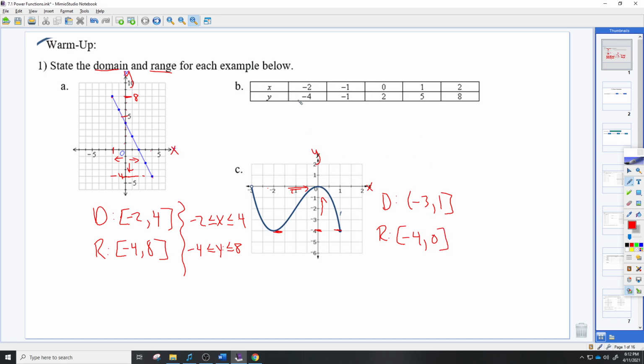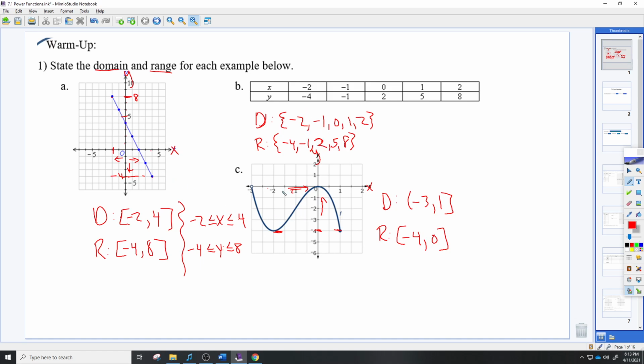Now, it's a little different whenever you go to a chart. The domain and range here is, in my opinion, a lot easier to do. If we're going to do the domain here, we would just list out all the x values. That's all we have to do. We put a curly bracket, and we go through all the x values: -2, -1, 0, 1, 2. If a number happens to repeat, you don't have to write it twice. The range, curly bracket, again, just go across: -4, -1, 2, 5, and 8. And that's how you do a domain and range with a table.